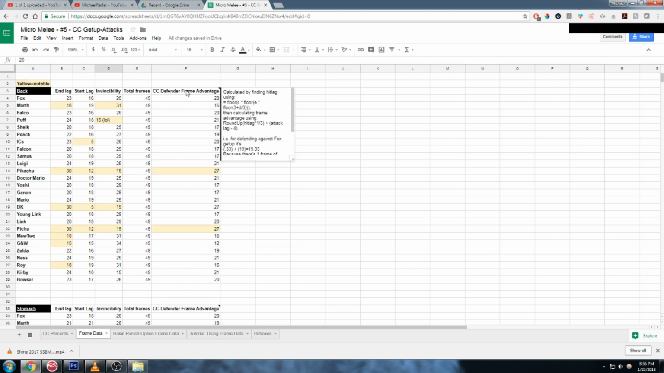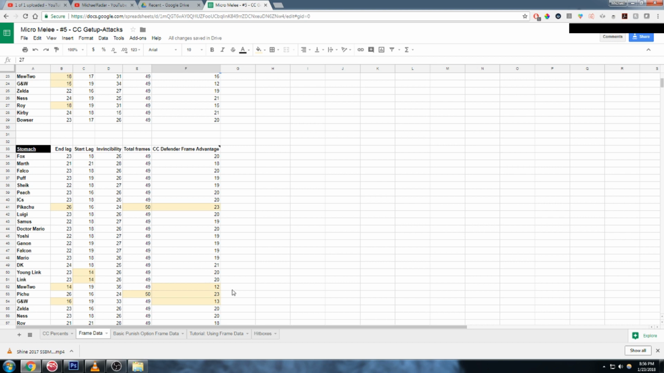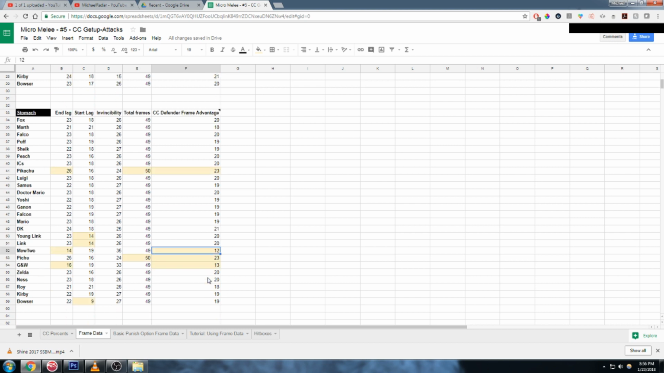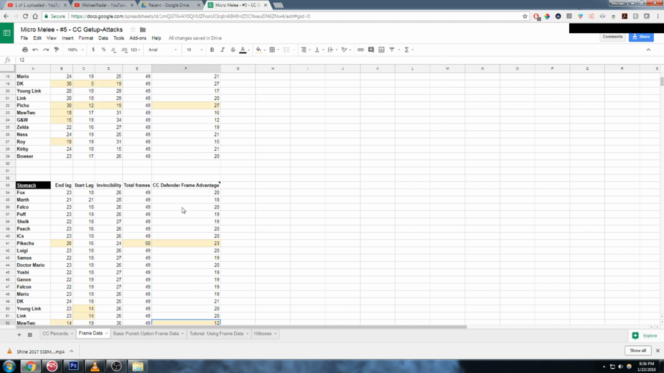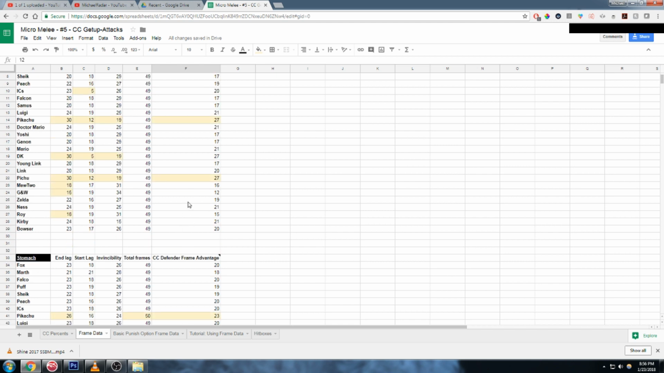I've also had a little tab here. This is the CC Defender Advantage. I've explained how I calculated this. It's like using a formula, but it shows how many frames you have to punish things. And I've highlighted that, for example, Pikachu's getup attack, you really have quite a few frames to do it. On the flip side, punishing Mewtwo's getup attack, you only have 12 frames. This is why I didn't bother including it in the CC percents. It's kind of harder. So it gives you an idea of who this technique is strong against. Clearly, it's very strong against Pikachu. It's also strong against DK.